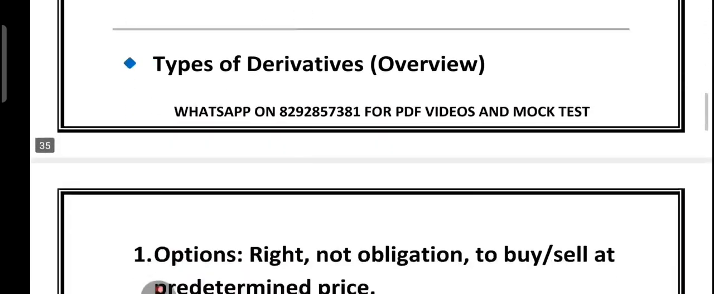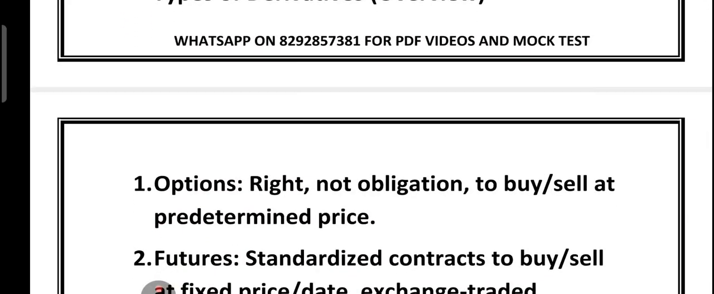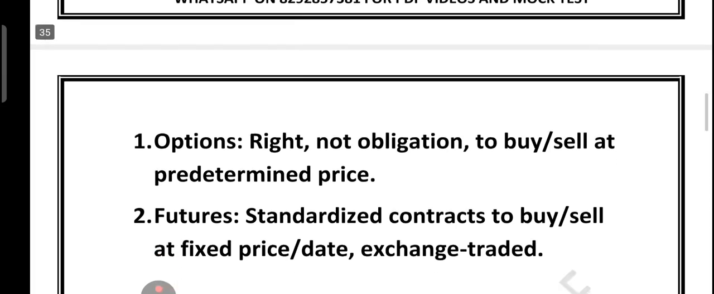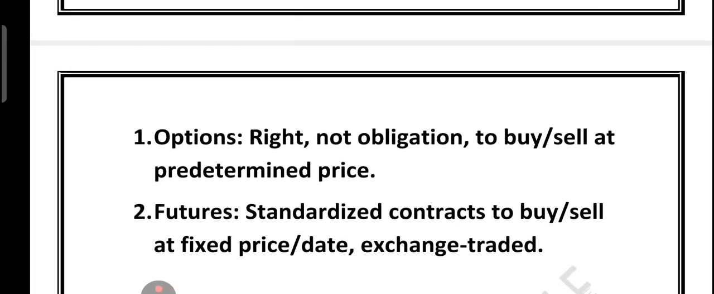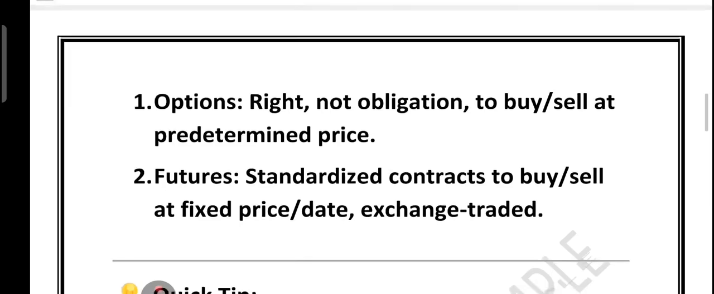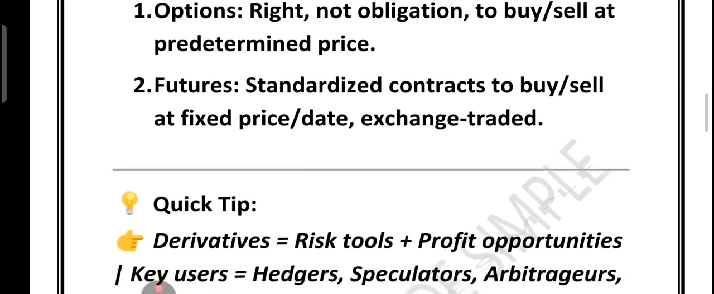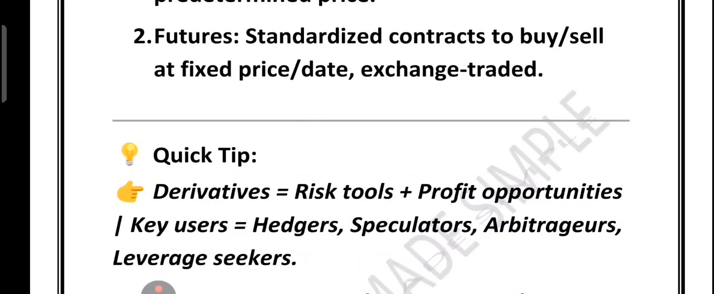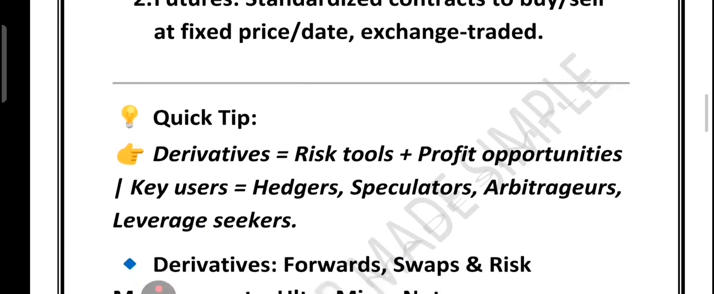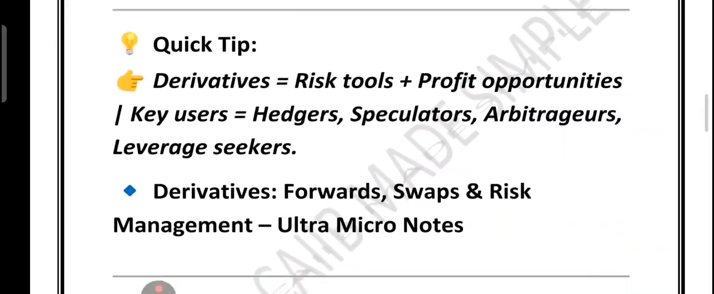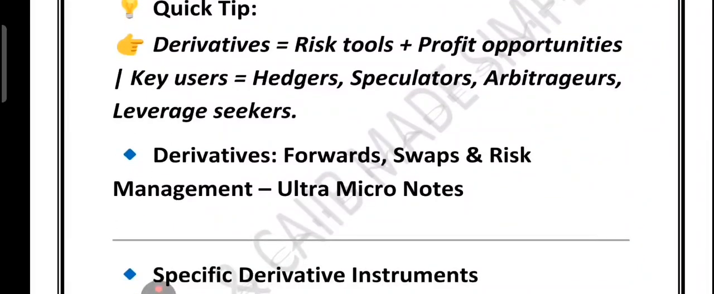If you look at the types of derivatives we have, the first kind is option. You know what is option? Option means you have the right but not the obligation to buy or sell at a predetermined price. Then we have the future. Future means a standardized contract to buy or sell at a fixed price. Right, this is a kind of exchange traded contract, options and futures. So remember, derivatives include risk tools plus profit opportunity. Key users are hedgers, speculators, arbitragers, leverage seekers.